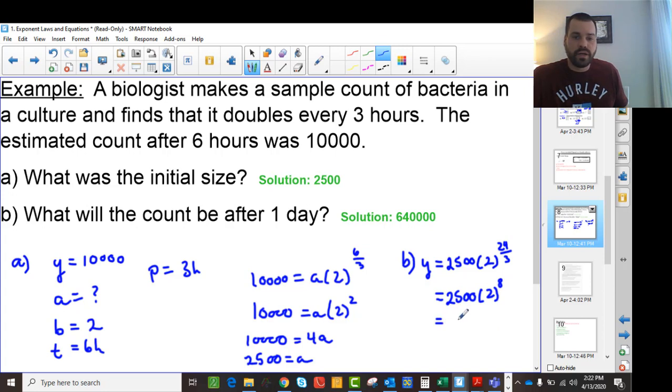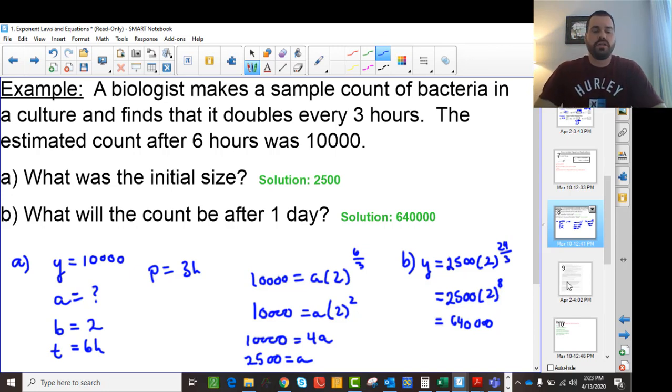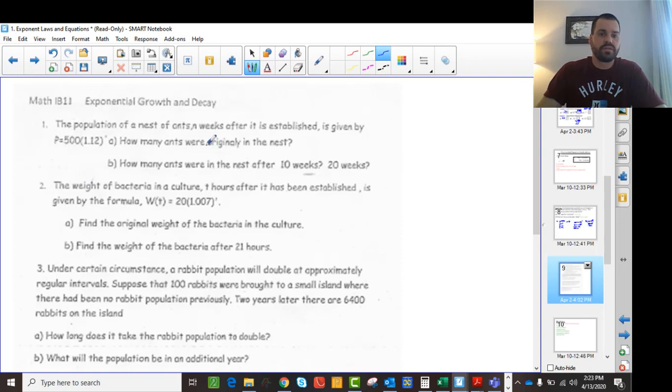And that, if you do it on your calculator, comes out to 640,000. Okay, so that's my answer for that one. So that's how we use exponential growth or decay, that formula, in a situation where something is doubling or has a half-life or something like that. It's growing. Okay, so here are some more examples, and I know these are hard to see.